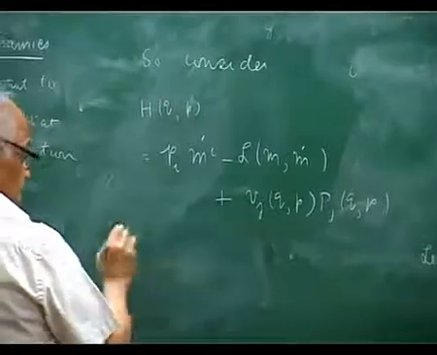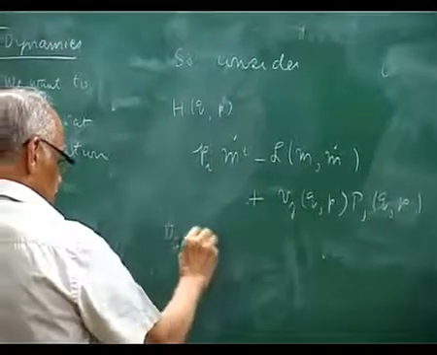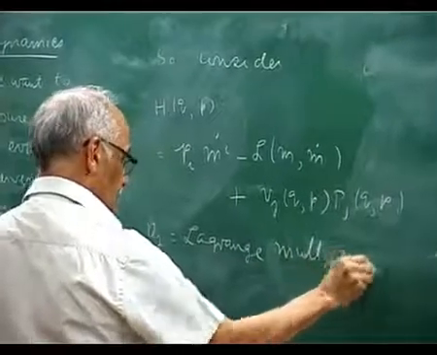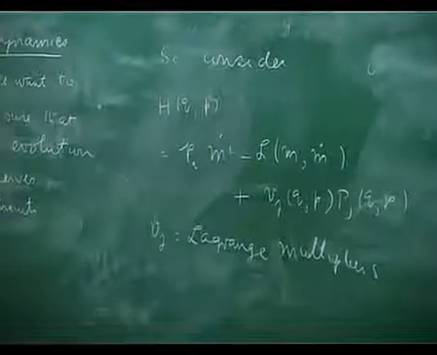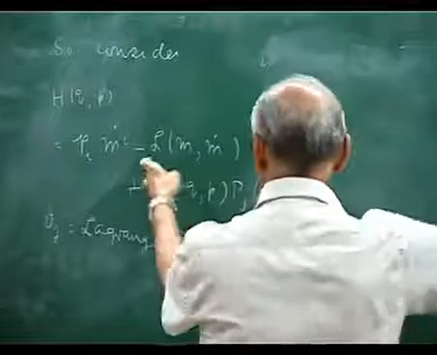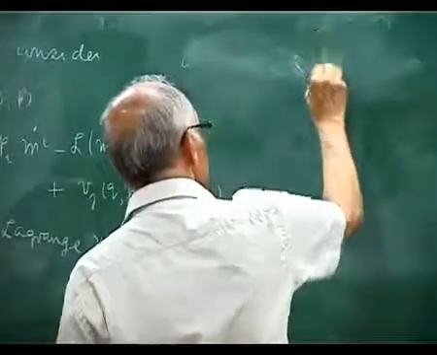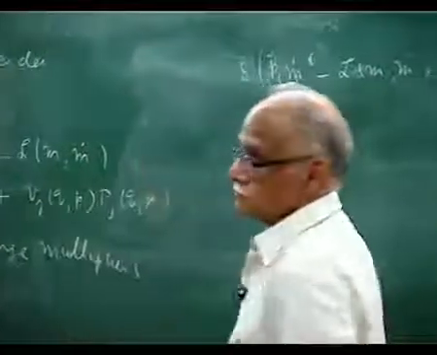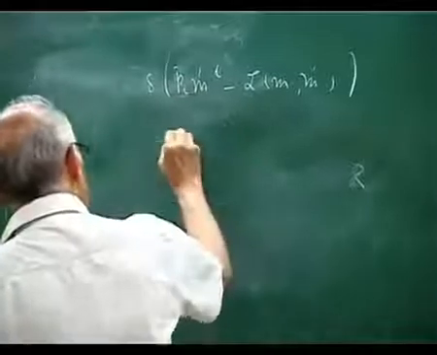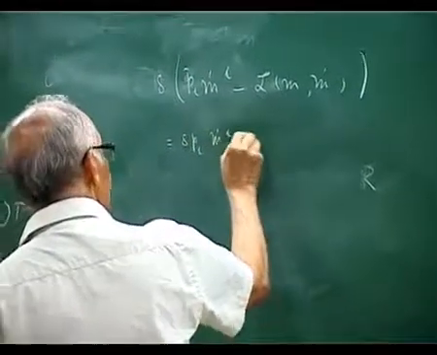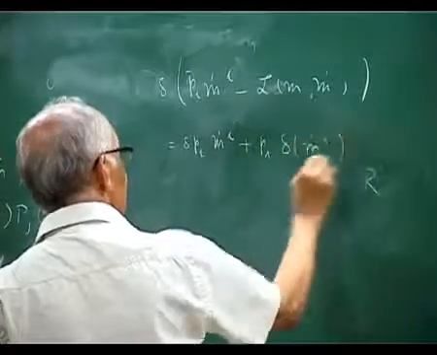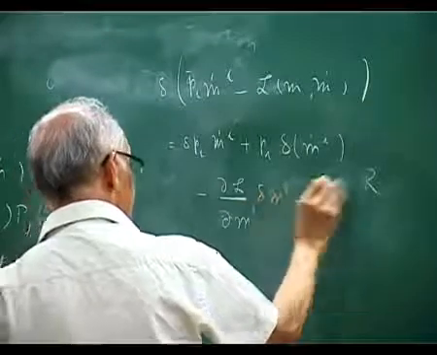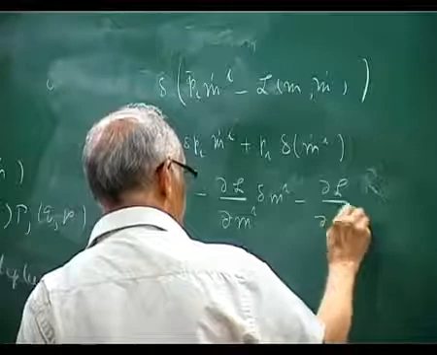We note Bj is a Lagrange multiplier. Okay. I won't do the full analysis, but it is easy to see. Also, if you look at the variation of the first group of terms, you can see that this is delta pi m dot I plus pi delta of m dot I minus dl over d mi delta mi minus dl over d m dot I delta m dot I.